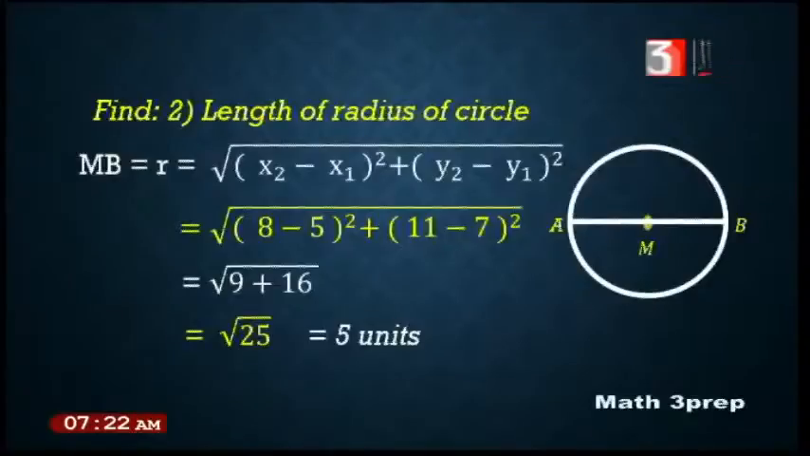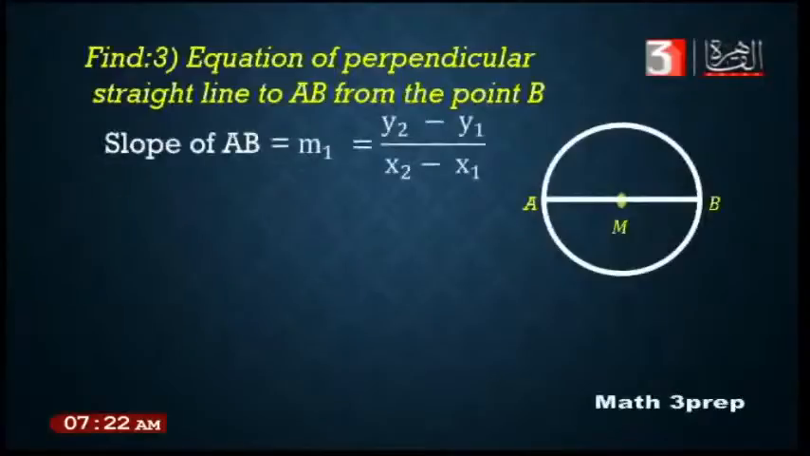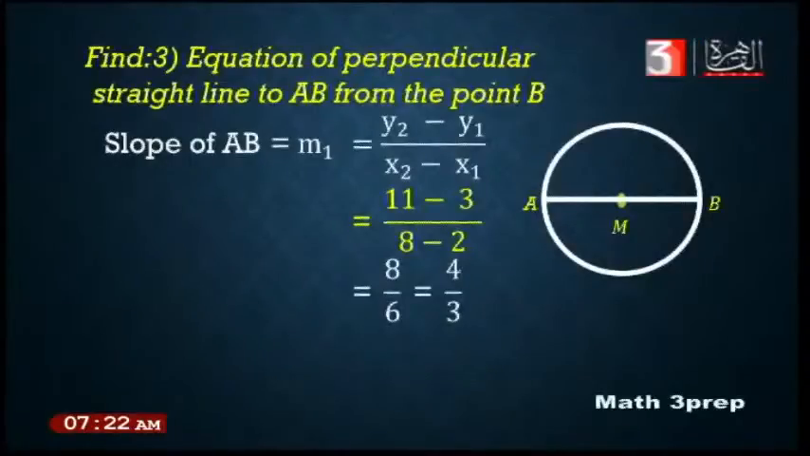Then what about the equation of the perpendicular straight line to AB from the point B? How can I find the equation of the straight line? All of you know that the equation is y equals mx plus c. So we have first to find the slope of AB. So the slope of AB equals m1, which is (y2 minus y1) over (x2 minus x1), which is equal to (11 minus 3) over (8 minus 2) equals 8 over 6. And after reduction, we are going to obtain a result of 4 over 3. This is the slope of AB.